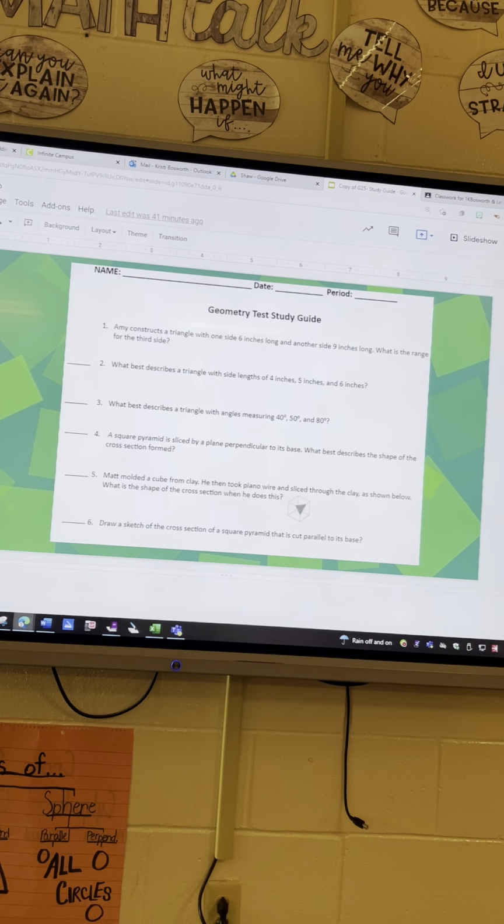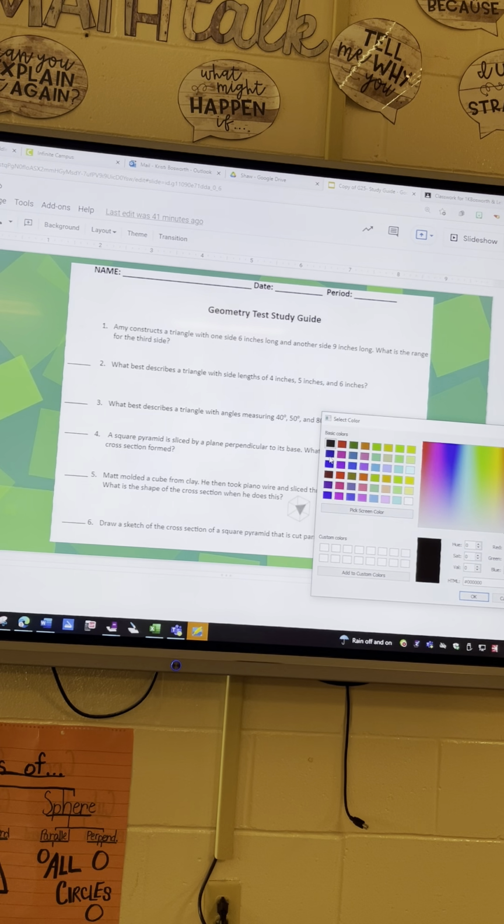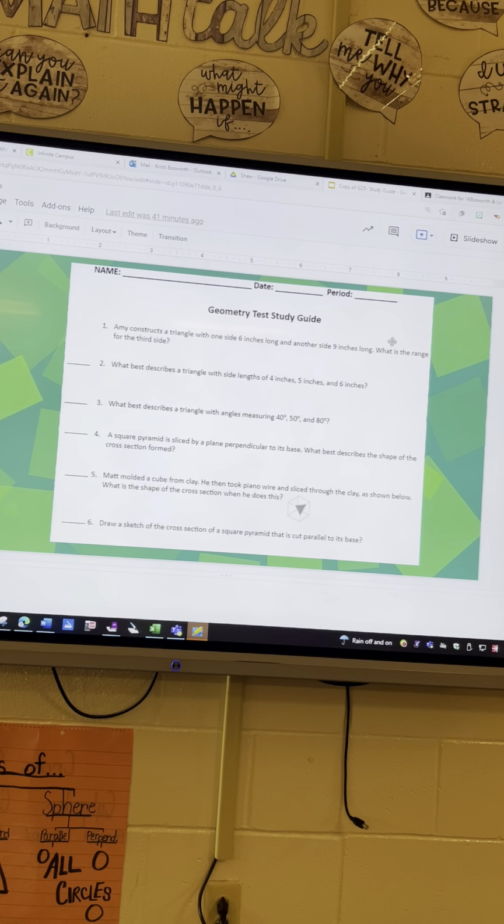To find the range, I want you to circle the word range in this question, because this is the one where you're going to add them and subtract 1, and then subtract them and add 1. So, circle the word range right here somewhere. There we go. Circle the word range.